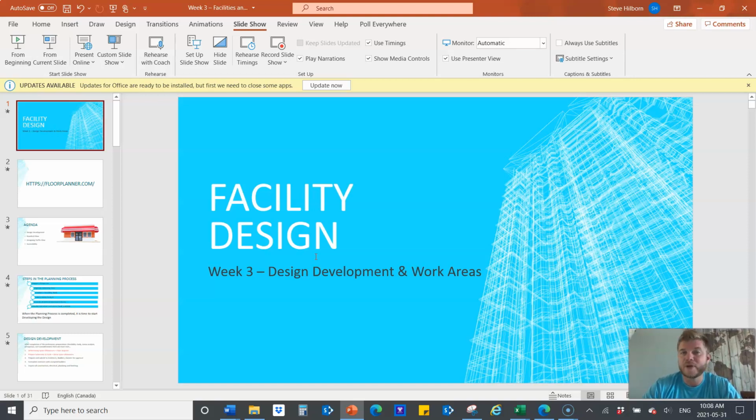Today we'll be talking about a couple different areas of the facility design and also the design development process, as well as how do we accommodate people with disabilities and what are the accessibility design requirements. So I'm just going to go ahead and start, if I can find my mouse.